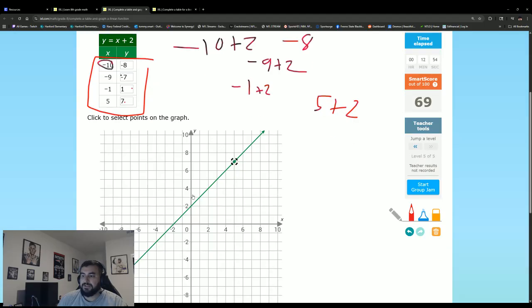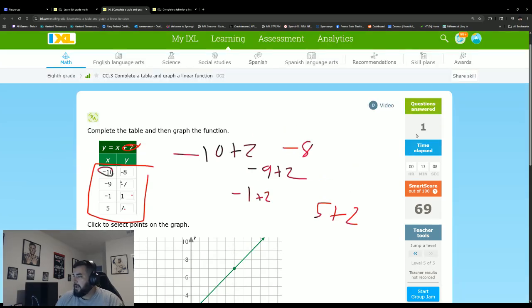Let's see if it works. My y-intercept was +2. It says right here. Oh, +2. Good. Up 1 over 1. Up 1 over 1. Up 1 over 1. Over and over and over again. That's the pattern of the line. So there you go. Okay. So that's how you check your functions.